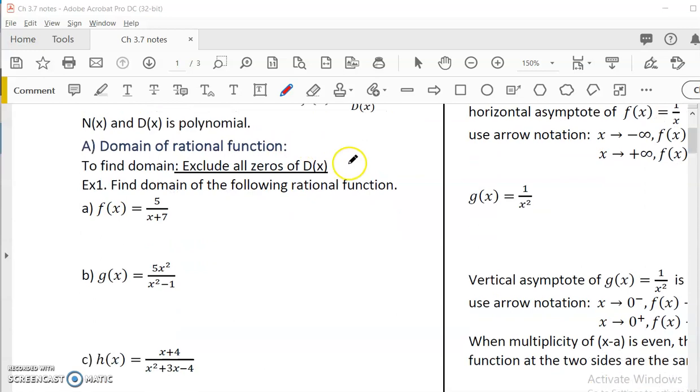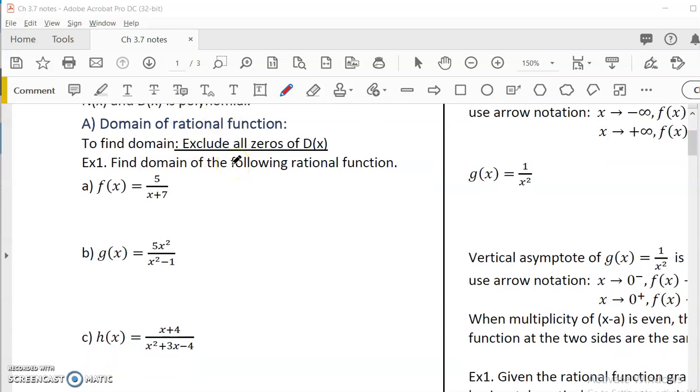So the first thing we want to talk about is the domain of the rational function. Then we'll talk about how the graph looks, how you can recognize it's a rational function, and later on we'll talk about what the important features of rational functions are by looking at the formula.